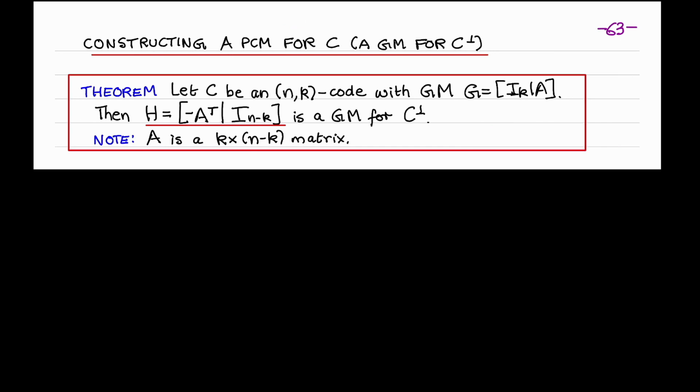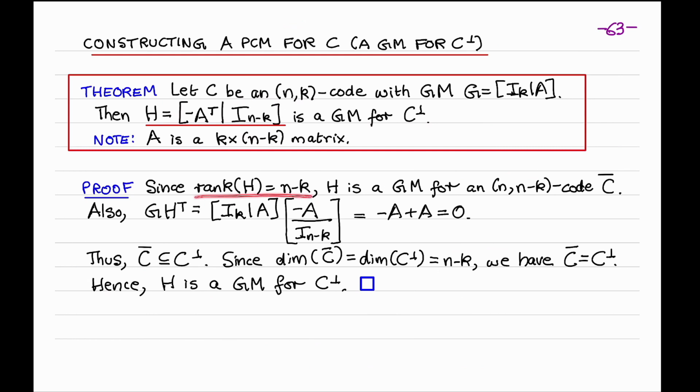Let C be an (n,k) linear code over a field F, with generator matrix G in standard form. So here I'm assuming that C is a systematic code. Then this matrix H, which is minus A transpose with the n minus k by n minus k identity matrix appended to its right, is a generator matrix for C perp. Notice that the matrix A has dimensions k by n minus k. And so this matrix H is an n minus k by n matrix, so it has the right dimensions.